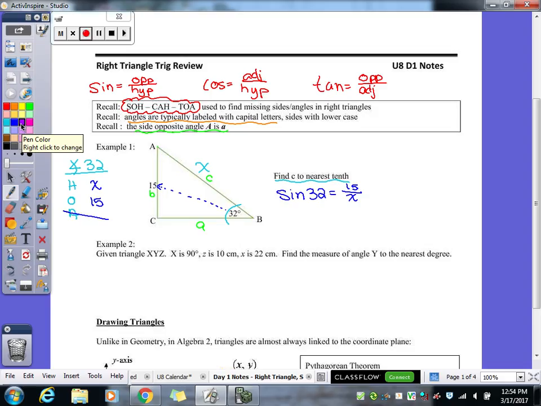And then how would we go about solving this? Put that over 1, and then we can cross multiply. So 1 times 15 gives me 15. And then I have x times the sine of 32. What would I do to get x on its own? Divide by sine of 32. So let's say you do that in your calculator, and we'll see what we get for x to the nearest tenth.